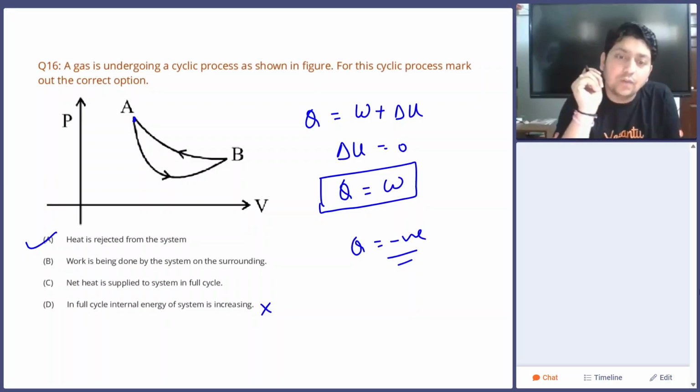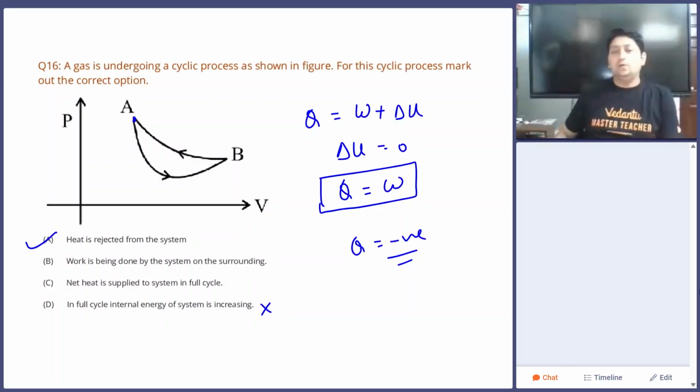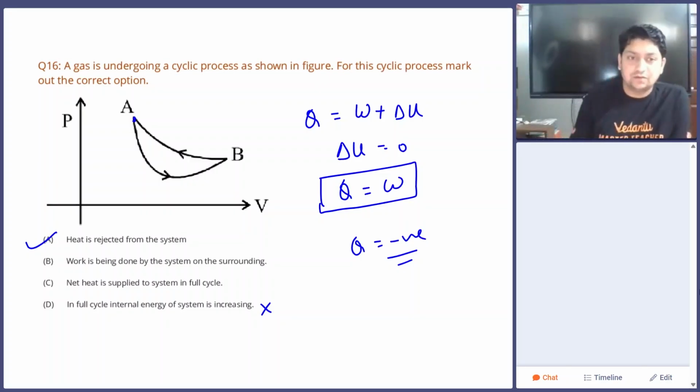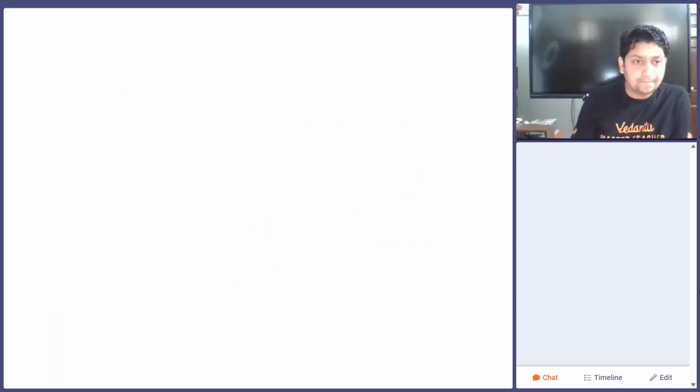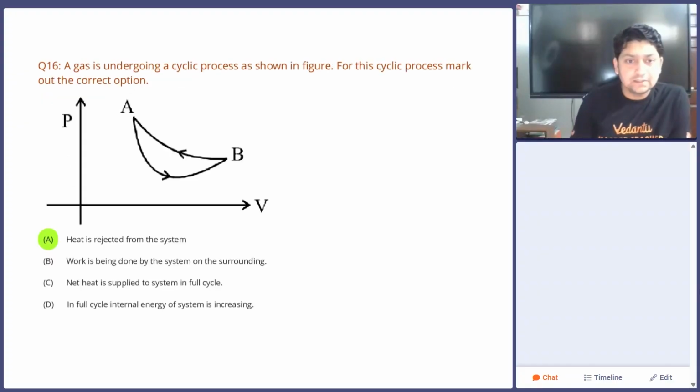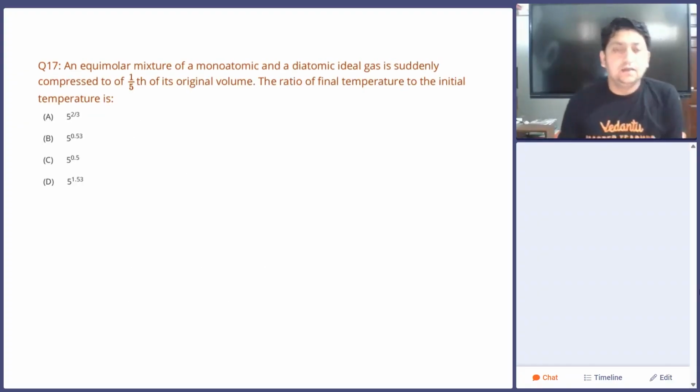Work is being done by the system on the surrounding. No, that happens in the case of expansion. So over here the net work done is of compression, so that's why it is negative work. So that's why option A has to be the correct answer, right? So this is how you deal with such type of problems. Let's move to the next question. In this question, option A is correct. Let's move to the next question.